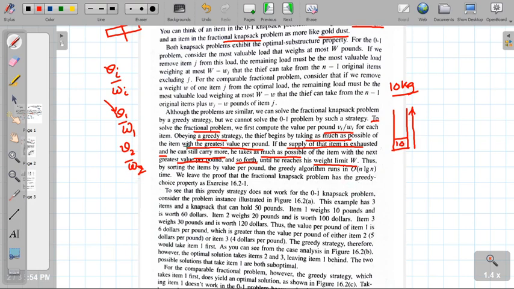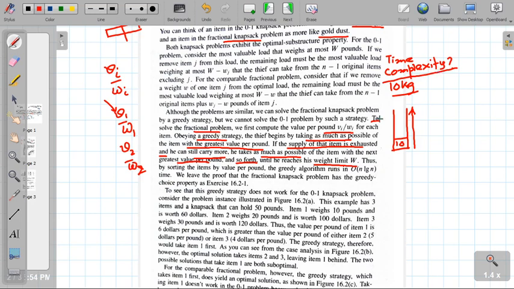So if this is the algorithm, can you tell me what will be the time complexity of this algorithm? Time complexity. What will be the time complexity of this algorithm? Who will be telling?